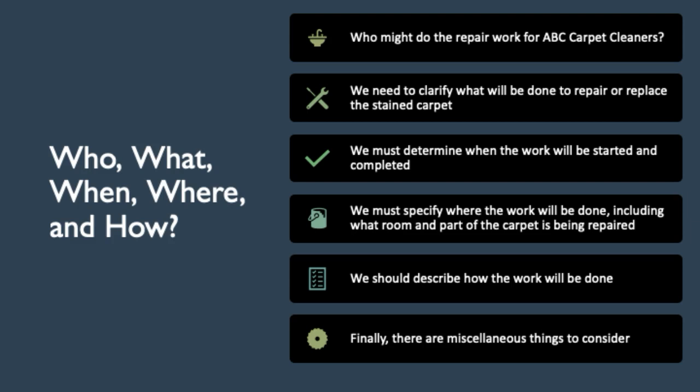Finally, there are miscellaneous things to consider. What happens if the customer remains dissatisfied? And would it be wise to determine the maximum dollar amount ABC Carpet would be required to spend? Again, our goal is to think about the necessary things required to implement a successful agreement.